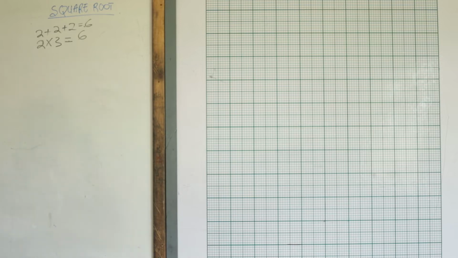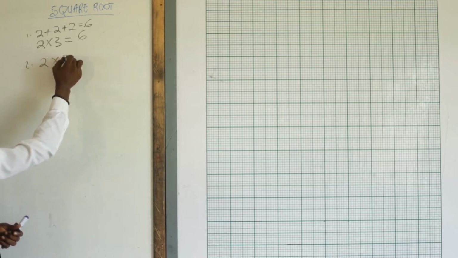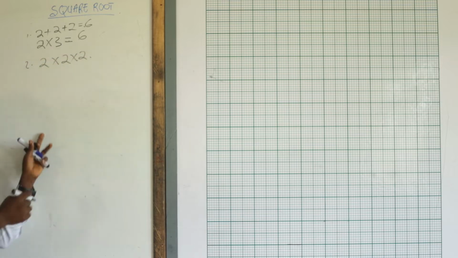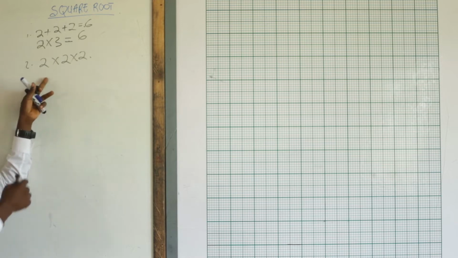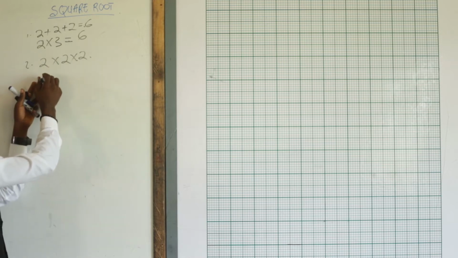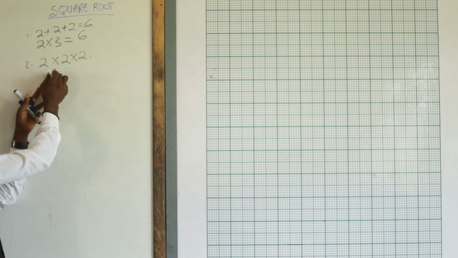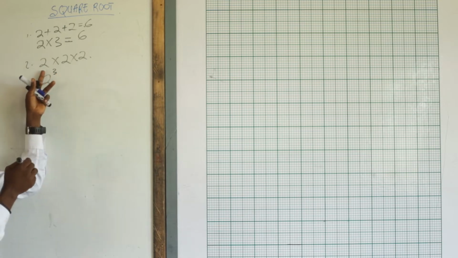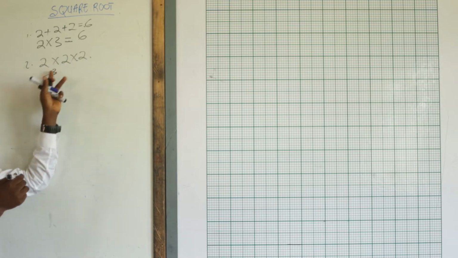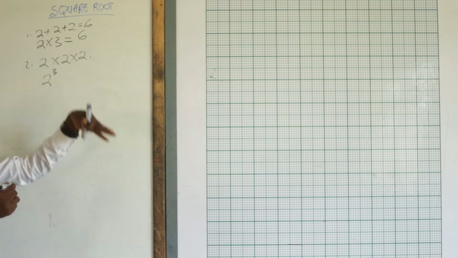The same applies if I want to multiply a number. For example, I have 2 times 2 times 2. I can write this as 2 raised to the power 3. So I multiply 2 three times. That means 2 is multiplying itself 3 times.